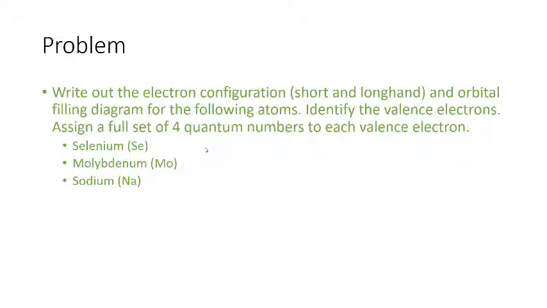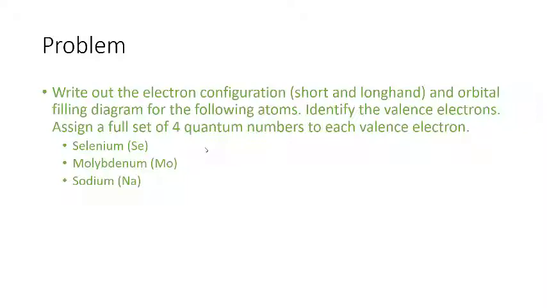I ask you to work through this problem: pause the video and write out the electron configuration, both short and longhand, and the orbital filling diagrams for the following atoms. Identify the valence electrons and assign a full set of four quantum numbers to each of your valence electrons. So we have selenium, molybdenum, and sodium. All right, we'll start off with selenium.